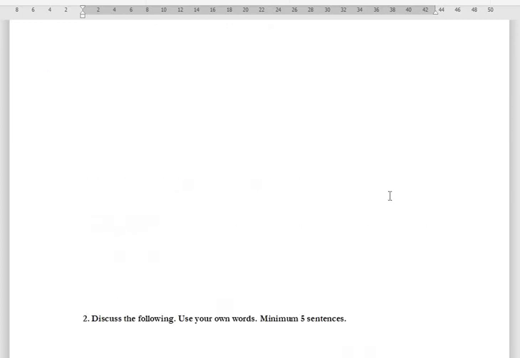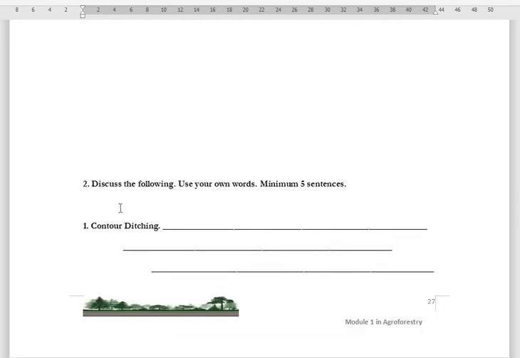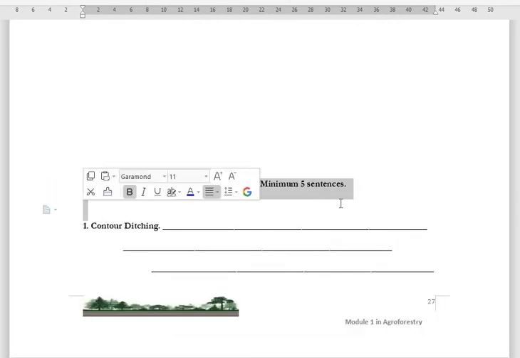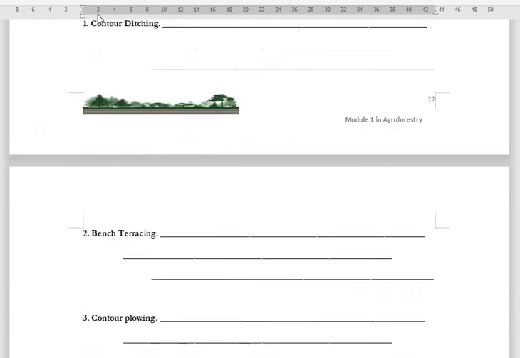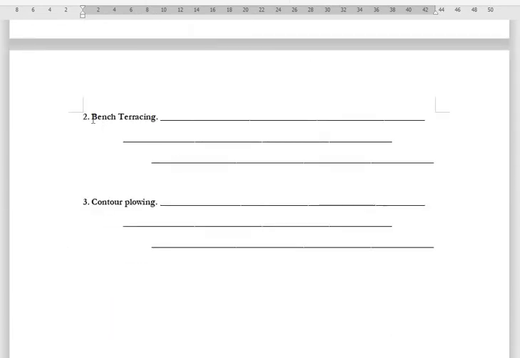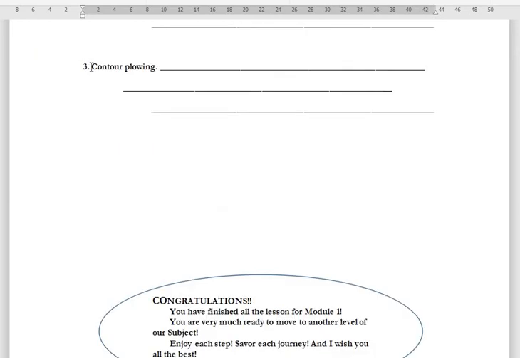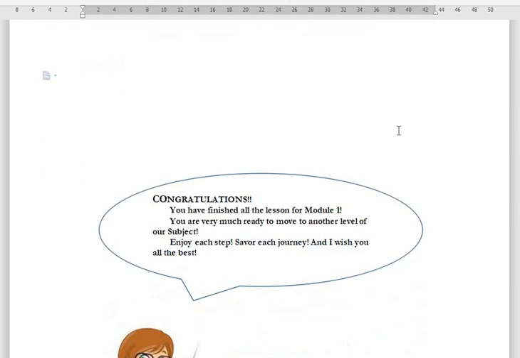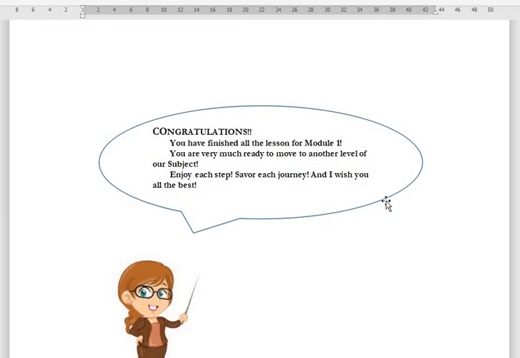In number 2, discuss the following: what is contour ditching, what is bench terracing, what is contour plowing. Discuss lang, use your own words. Congratulations for finishing module 1 for agroforestry.